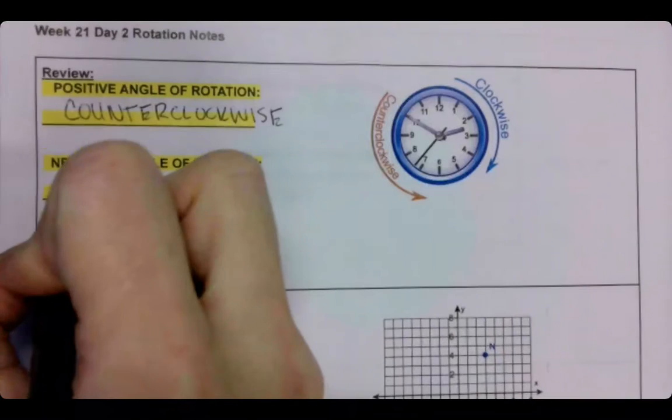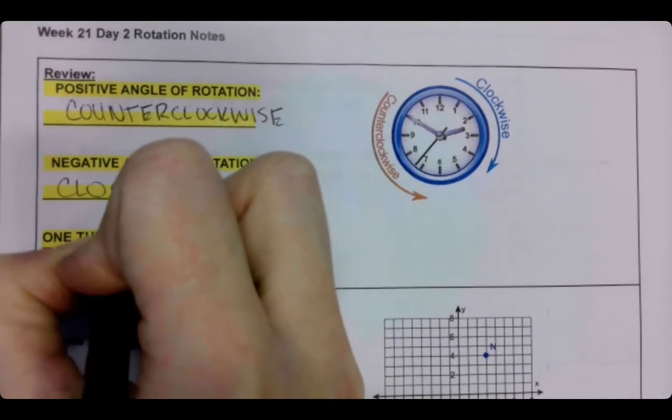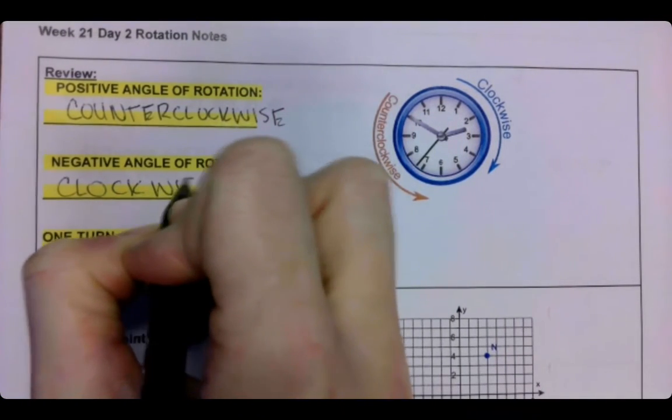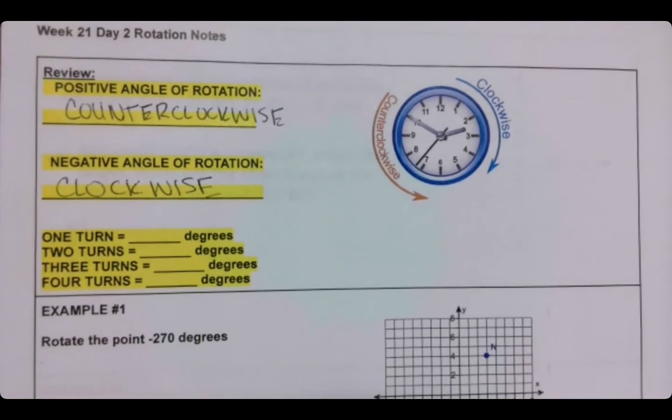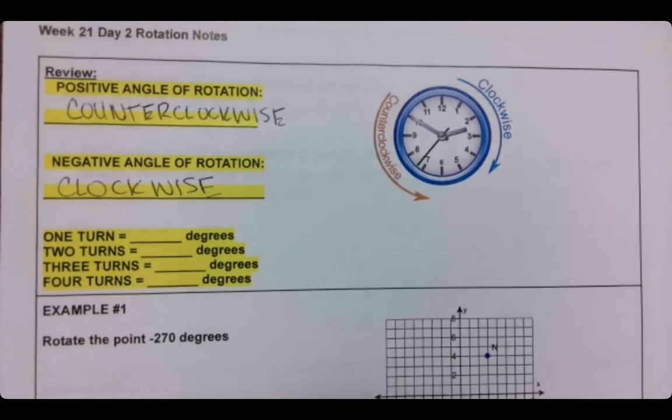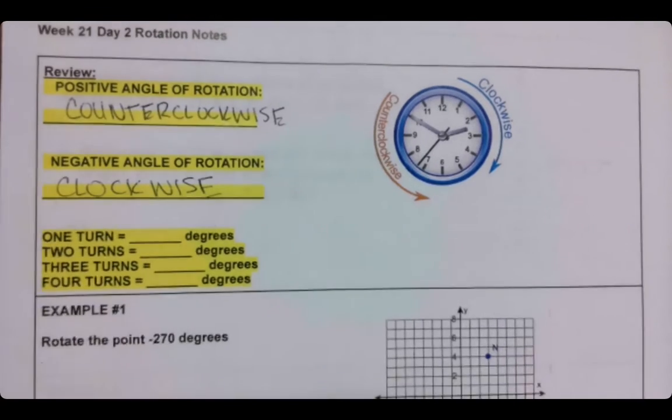Then that means the negative is clockwise. That means the negative is clockwise. So it's kind of opposite of what we would think. Really sorry about that. Obviously, there's nothing I can really do, but there's that.